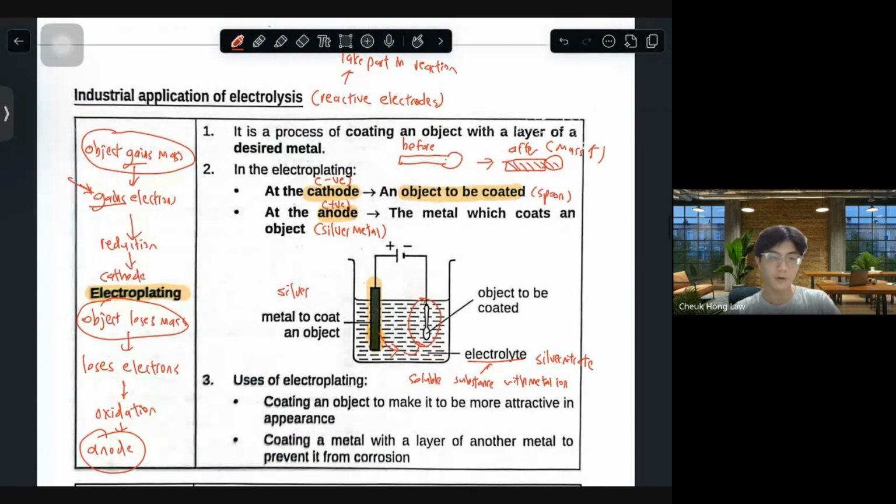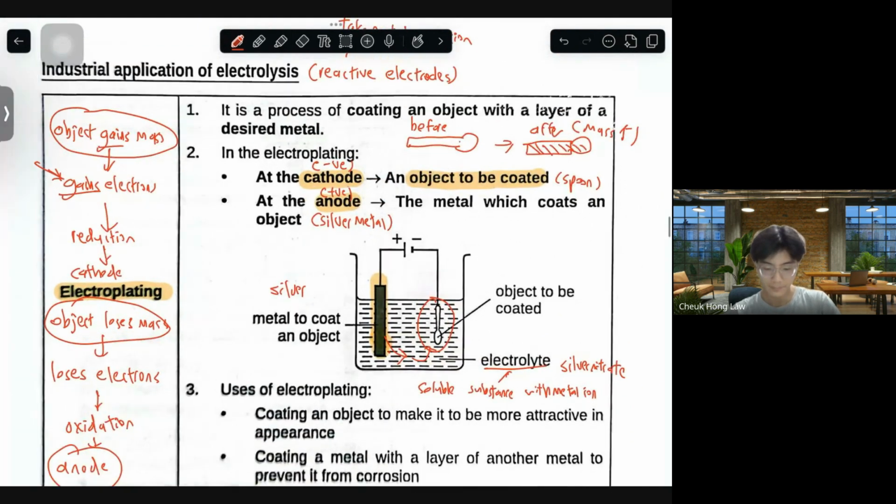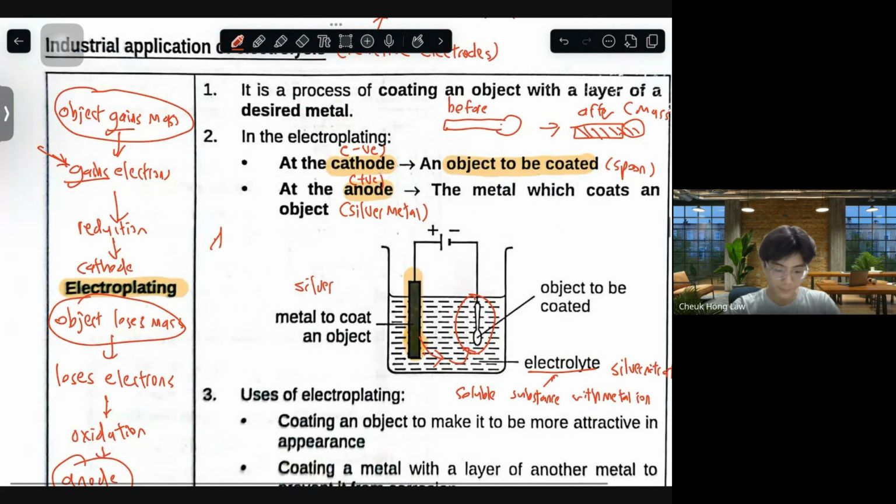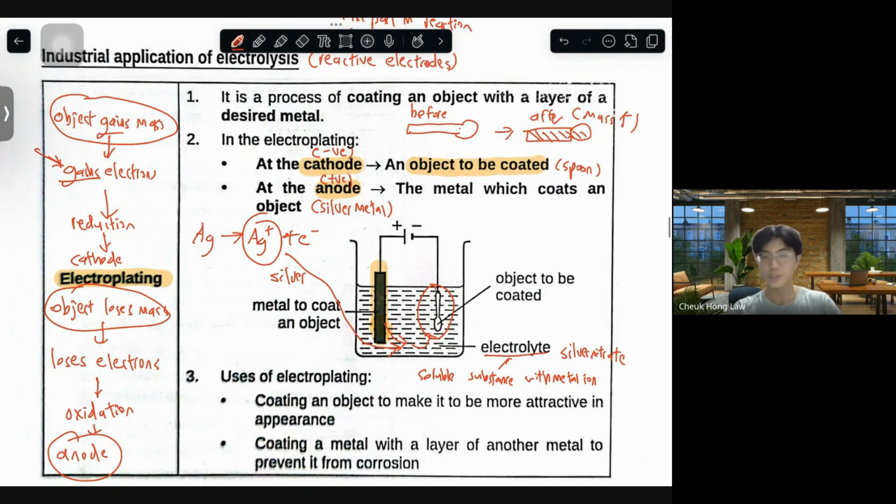If we use this example of coating a spoon with silver, this is your silver anode, right? It will lose electrons to form silver ions. These silver ions will enter the solution. Remember I said your solution, your electrolyte, has to contain the metal ion, right? So that metal ion is silver now. It will enter the solution.